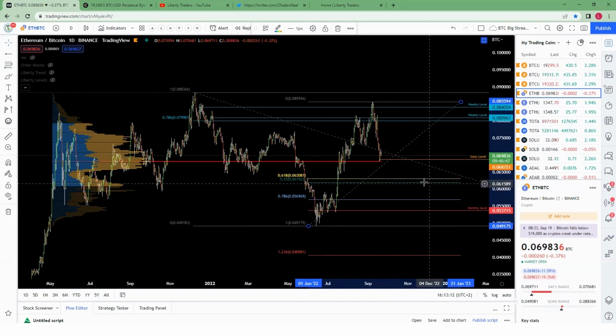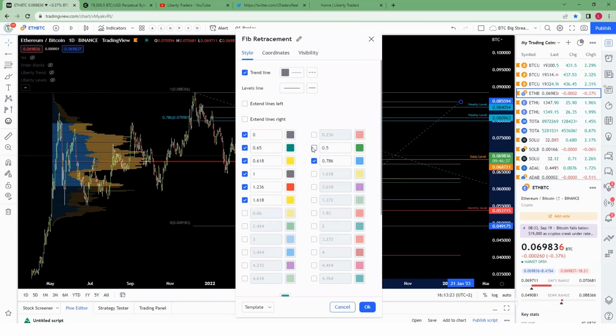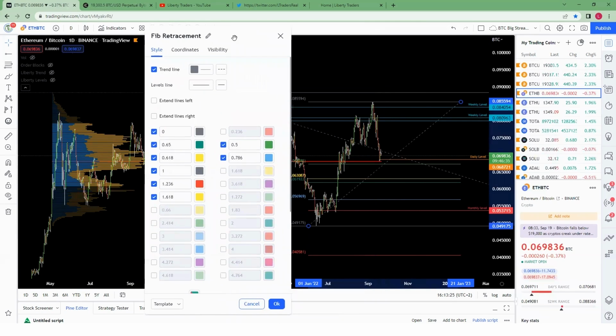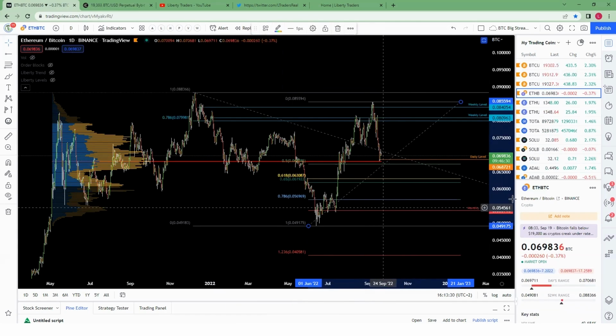It is definitely coming in towards the 618, a little bit lower. Could possibly be testing these highs. 1, 2, 3. Yeah, currently we are at the 0.5, it seems. Yeah, just above the 0.5. So yeah, that is on ETH BTC.